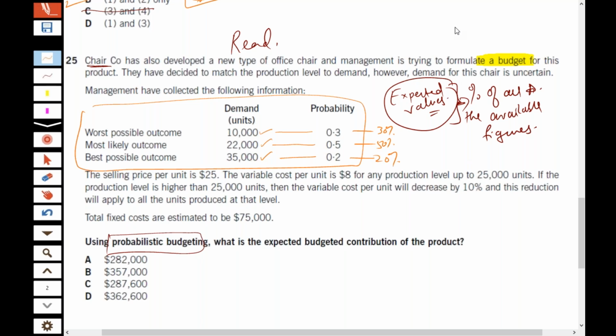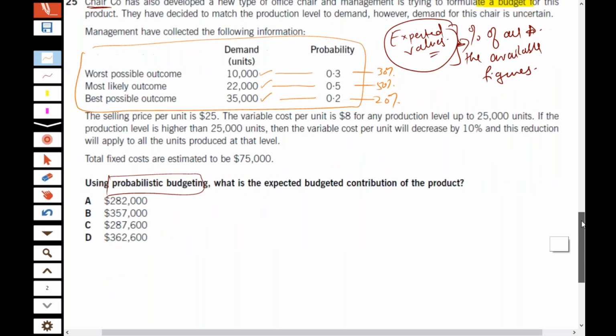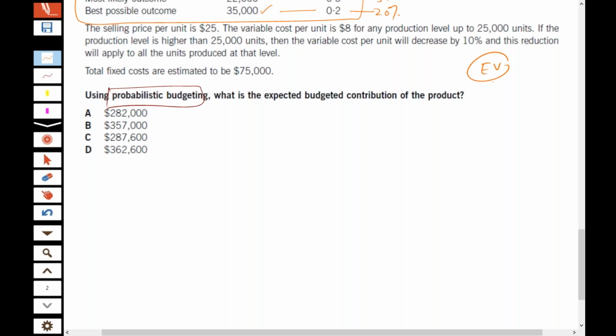Okay. Now the demand may be 10,000 units, 30% chances. This is my expectation, and that is called the expected values. This is 22,000, 50%, because I am expecting 22,000 to be 50%. 35,000, I am expecting it 20%. That is what is known as the expected values. Now, in expected values, what we are supposed to do, there's a lot of space here, is take all the expectations.